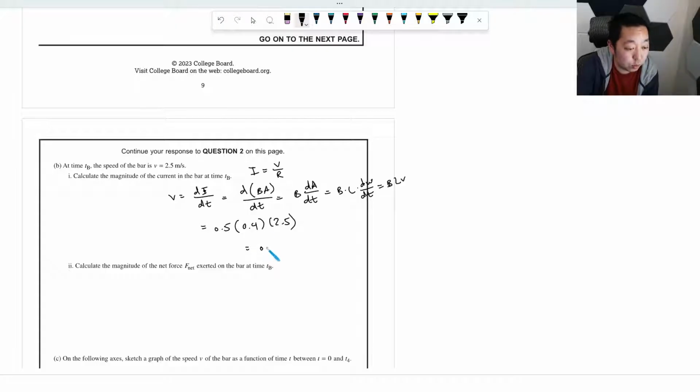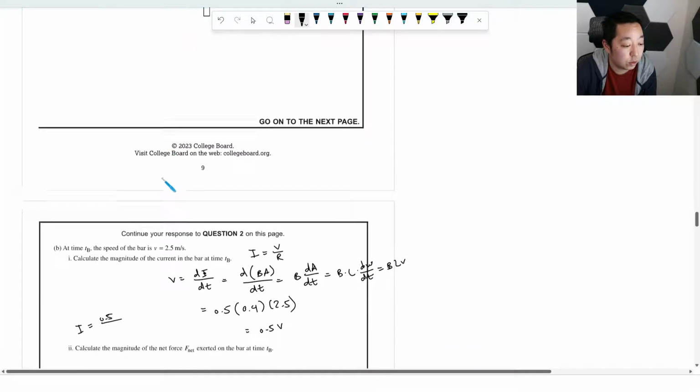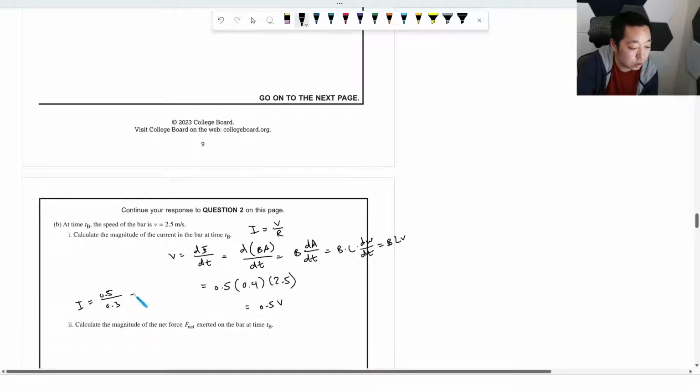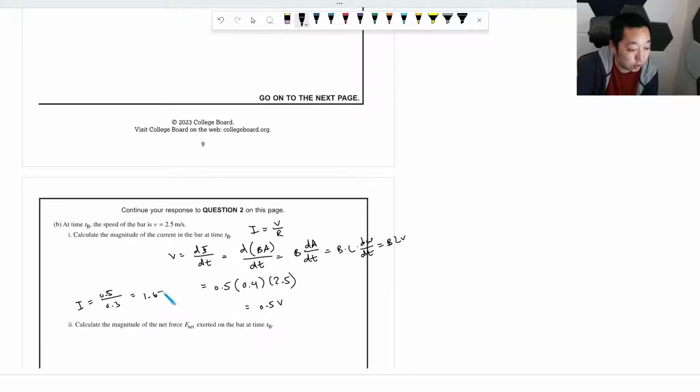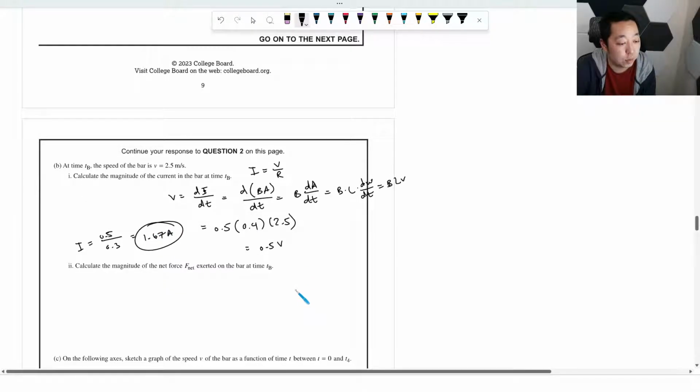So that is 0.5 volts, and so the current is going to be 0.5 divided by the resistance. The resistance is 0.3 ohms, and that is 1.67 amps. Calculate the magnitude of the net force exerted on the wire.